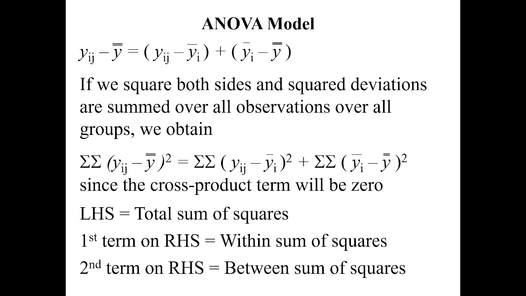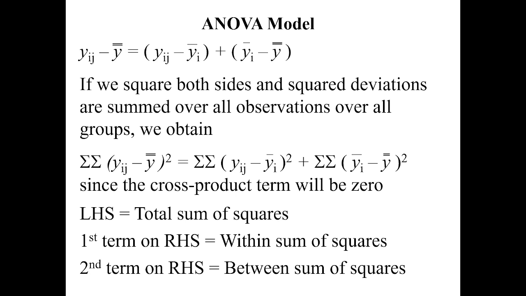So you square the deviations and then sum up for every observation, what we call the sum of squared deviations over all observations. You obtain the double summation of (Yij minus Y double bar) squared, because you sum over j within each group, keeping i fixed, and then over groups. So it is a double summation. Here also a double summation of (Yij minus Y bar i) squared plus (Y bar i minus Y double bar) squared.